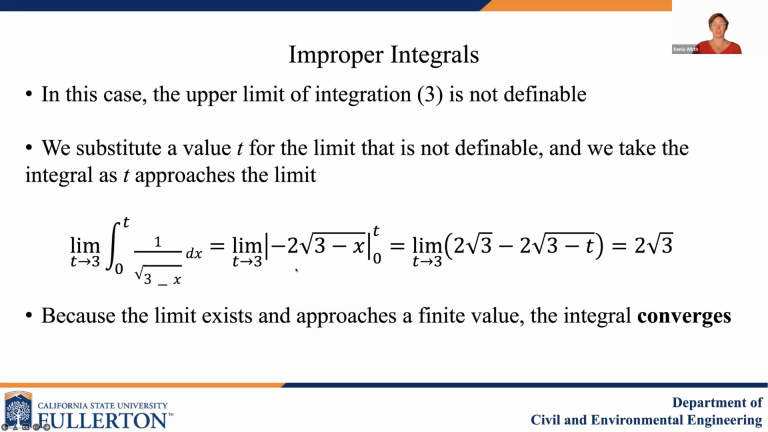So if we substitute in t and 0, we end up with this expression, and we take the limit of this expression as t approaches 3, and this is going to go away, because if you substitute 3 in here, this is actually going to go to 0 and disappear. So the limit of this is actually 2 square root of 3. So this is actually the solution to this improper integral, and the integral is going to converge to the solution because the limit exists and approaches a finite value.